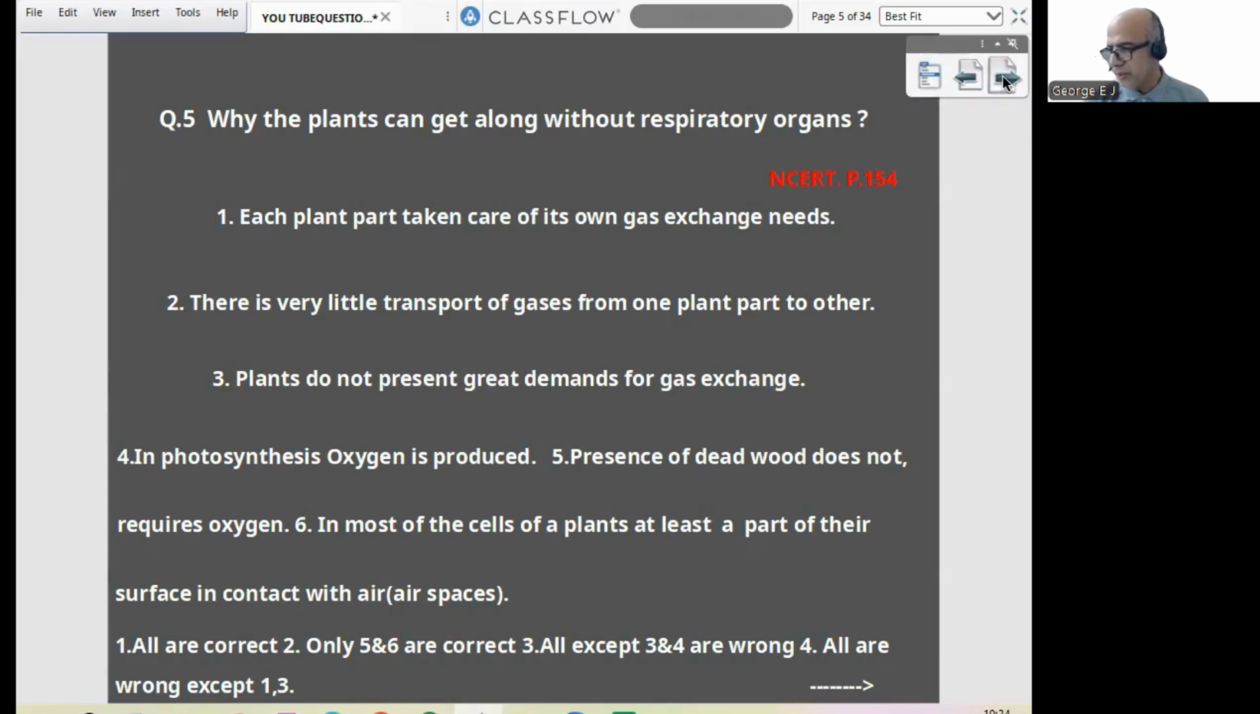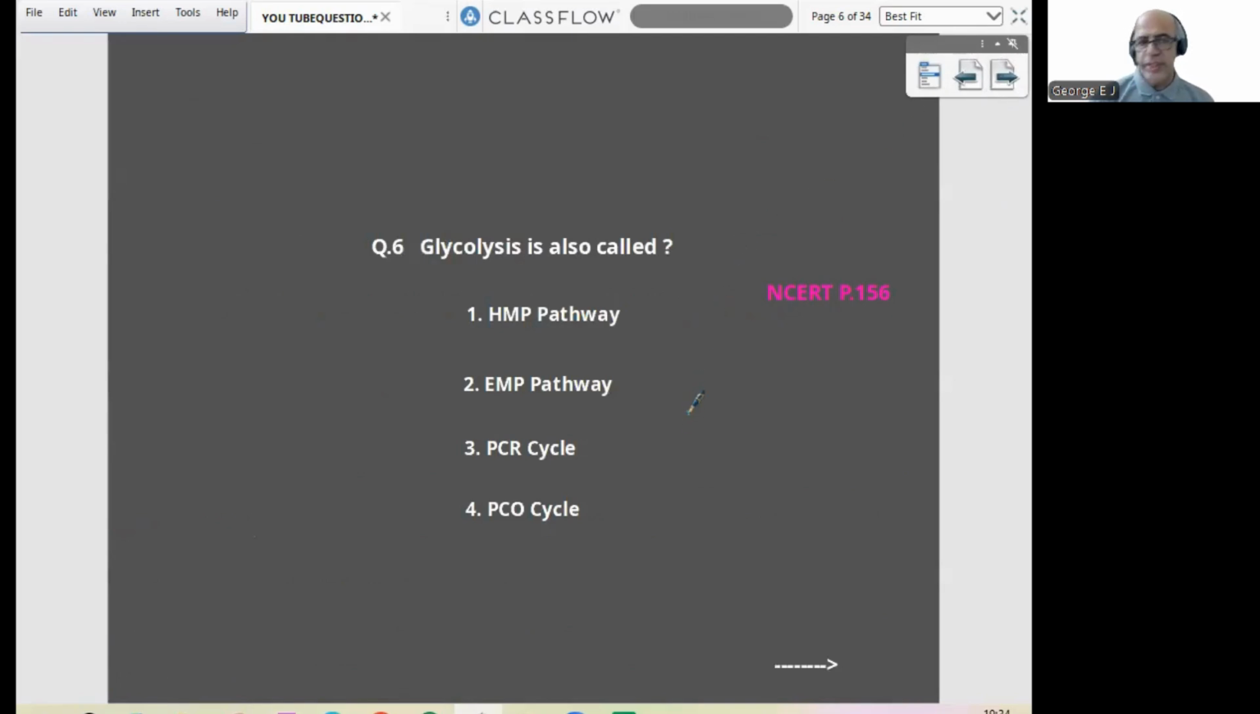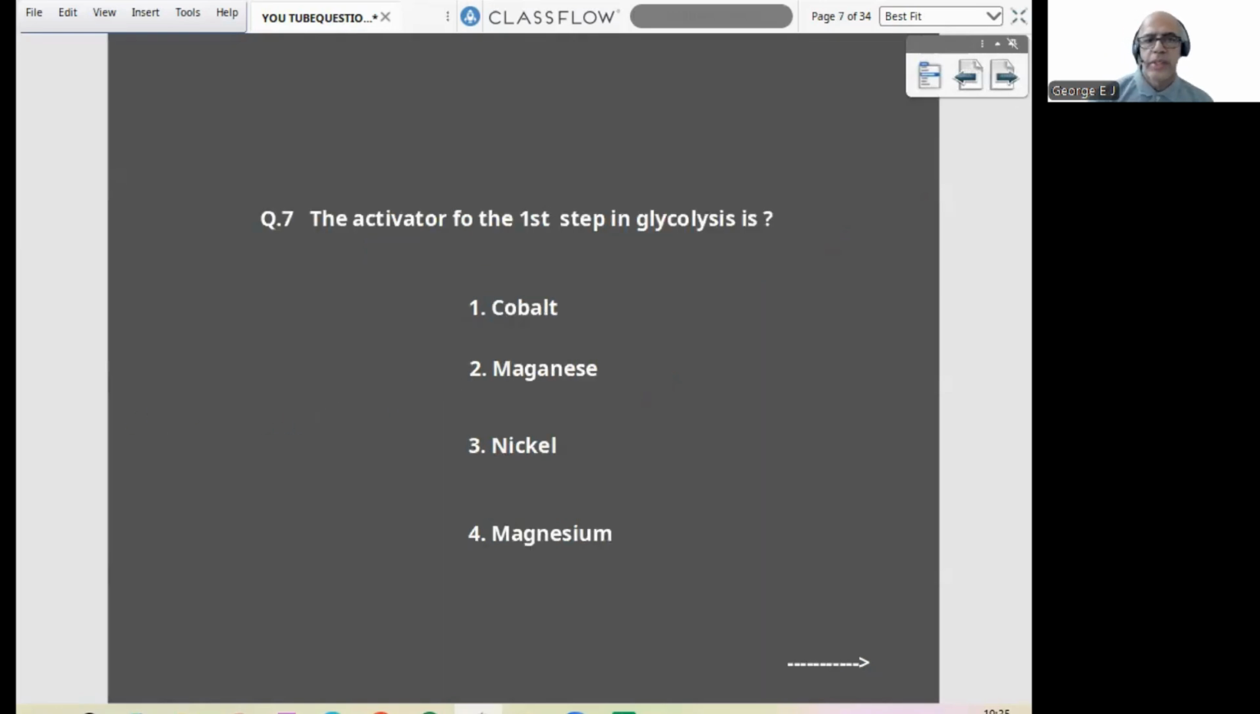Now question number 6. Glycolysis is otherwise called the EMP pathway, Embden, Meyerhof, Parnas. HMP is not in the syllabus. The PCR cycle, photosynthetic carbon reduction cycle, and the PCO photosynthetic carbon oxidation cycle we will be learning in photosynthesis. So glycolysis is also called the EMP pathway, Embden, Meyerhof, Parnas.